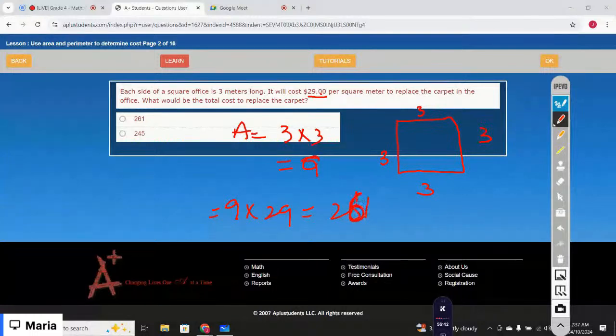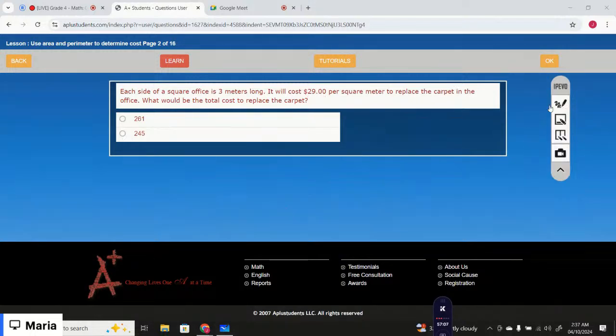So the basic thing you have to do here is, you are given the dimensions, right? Use the dimensions to find the area or the perimeter of the shape. Then you can multiply it by the cost. Got it? So that is 9 times 29, which is 261. Option number 1 is the correct option.